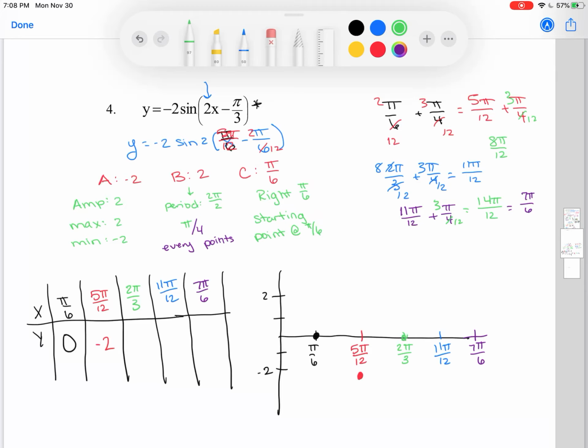And again, once you see the pattern, I bet if you plugged in a 2 pi over 3, you would get 0. If you plugged in 11 pi over 12, you would get 2. And if we plugged in a 7 pi over 6, we would get 0 as well. Connect the dots. Add your arrows. And you're all set. And there's your graph.